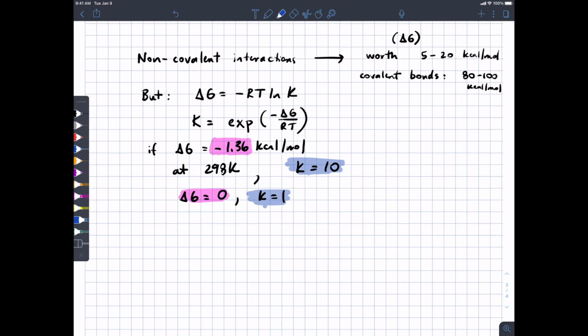And of course, each 1.4 kcal per mole is worth a factor of 10 in equilibrium constant. So if an interaction were worth, say, 5 kilocalories per mole, now you're looking at an equilibrium constant of like 10,000 or something like that. It can dramatically bias equilibria in biological processes. And so these interactions are important for understanding the organic chemistry of biology.